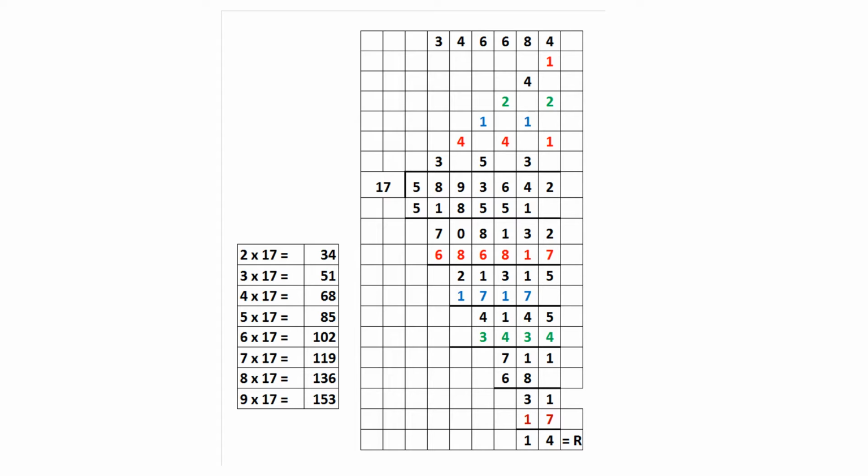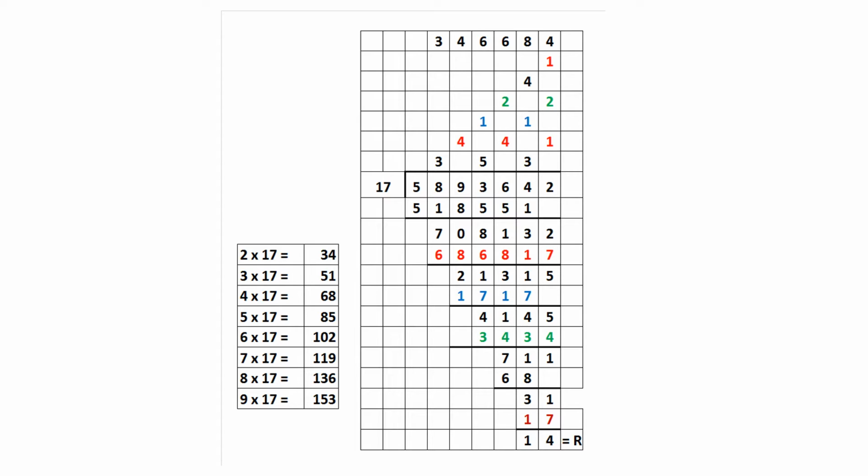And how many 17s go into 64? Well, we look at our table. If we use 4, that's 68. That's too big, so we've got to use 3. 3 times 17, that's 51. We subtract the 51 from 64, you get 13. Bring your 2 down. These are the new dividend digits.